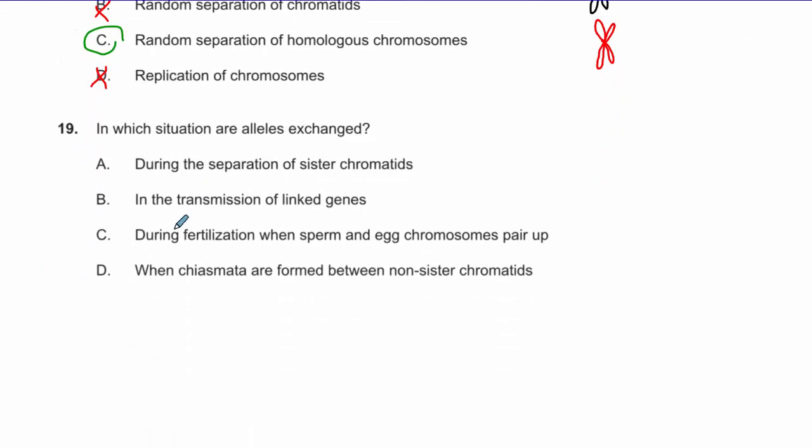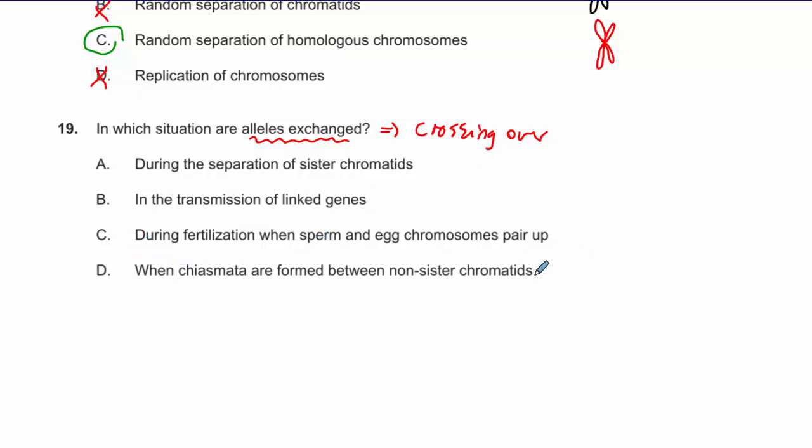19. In which situations are alleles exchanged? So let's see here. A, during the separation of sister chromatids. No, it happens before that. B, in the transmission of linked genes. Well, linked genes are transmitted together when there is no crossing over. So of course, exchange of alleles is crossing over.